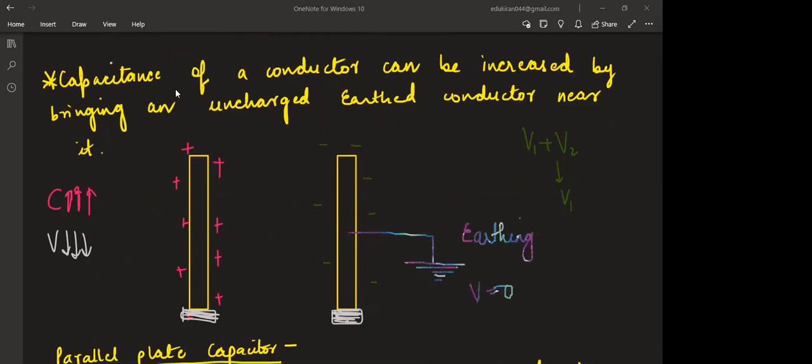Yes, Tarif, good. C is directly proportional to Q because it's inversely proportional to V. So if more charge is there, more capacitance will be there. More potential is there, less capacitance will be there. And there is more potential that will be had for the charge to come to the.